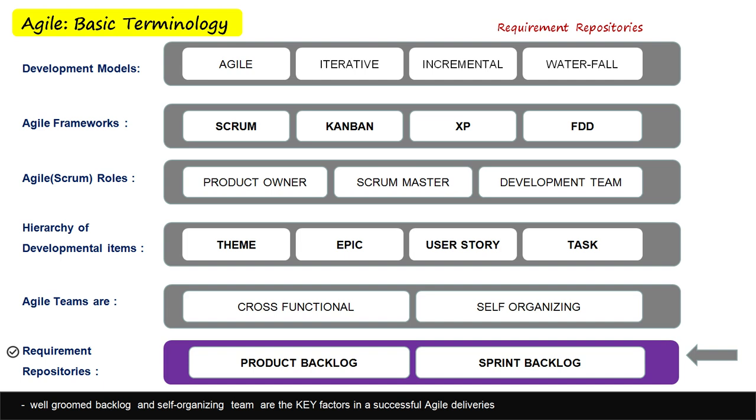Next we see requirement repositories like the product backlog and sprint backlog. Here the product backlog is the repository of requirements for the whole product or application. The product backlog is the ordered list of requirements for the entire project. It is a live repository and keeps being updated until the product is rolled out. The product has only one product backlog.